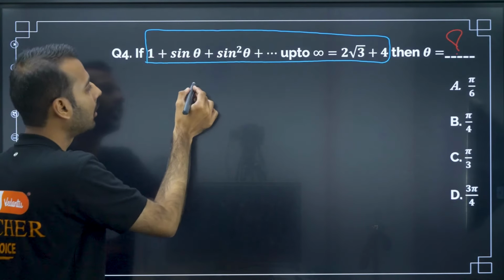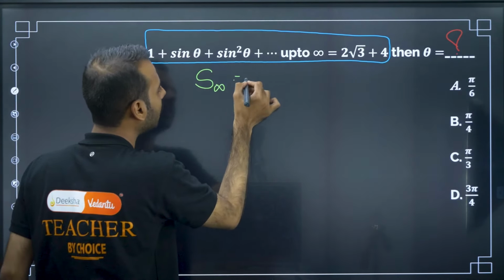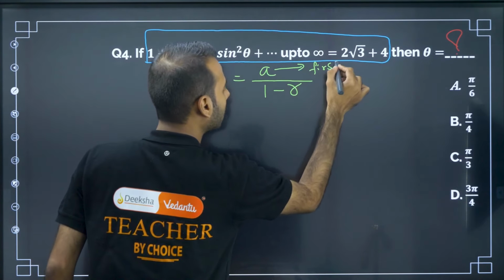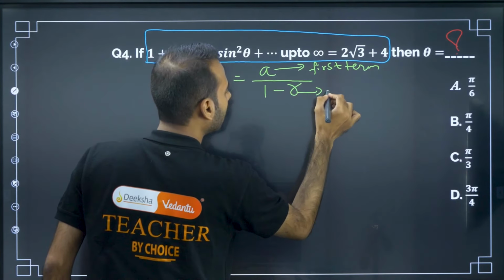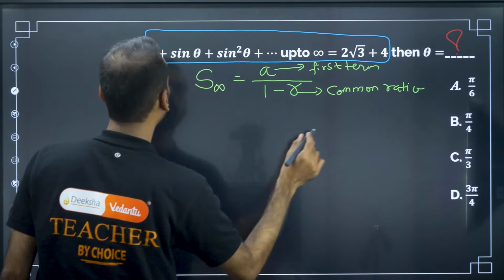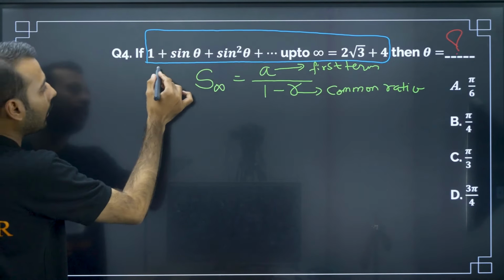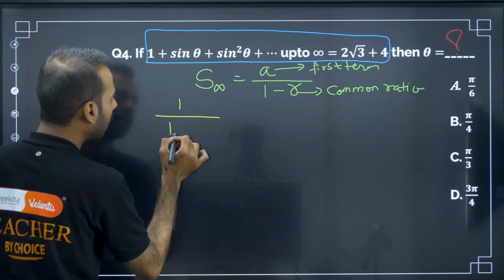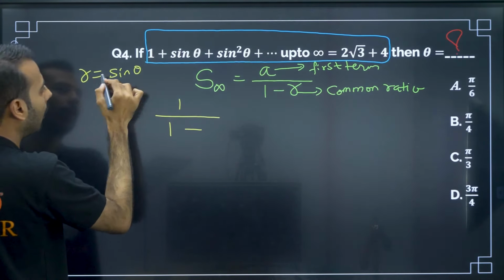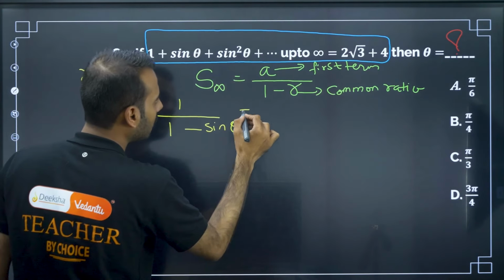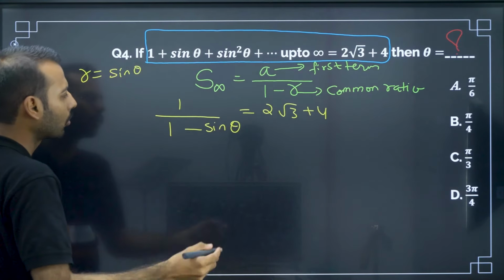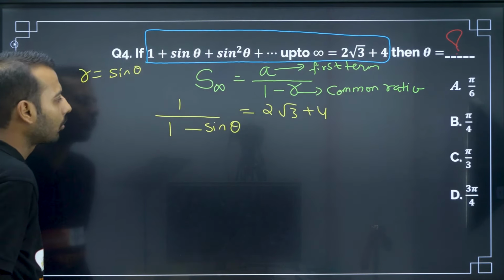From geometric progression, the sum of infinite terms, S infinity, is equal to a by 1 minus r, where a is the first term and r is the common ratio. Here the first term is 1, so 1 by 1 minus r, and if you observe, r is equal to sine theta by 1. So 1 by 1 minus sine theta is equal to 2 root 3 plus 4.